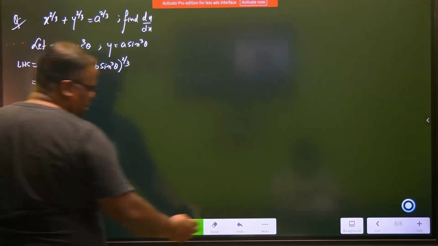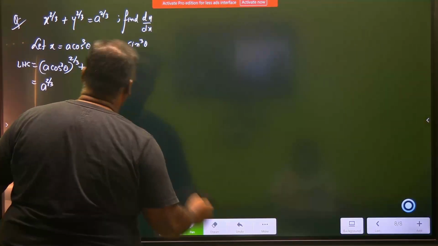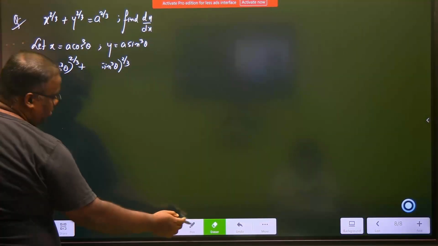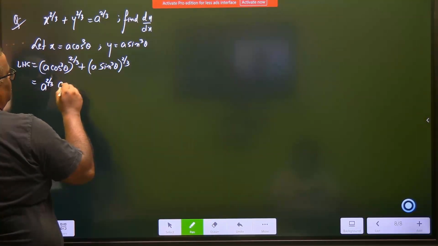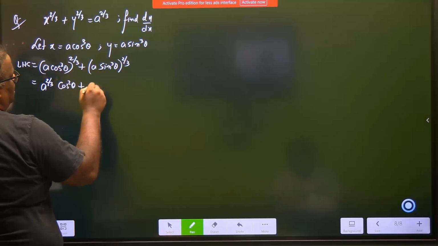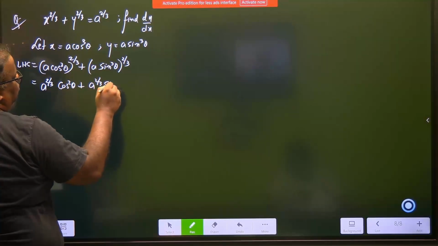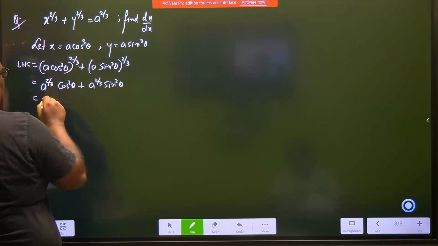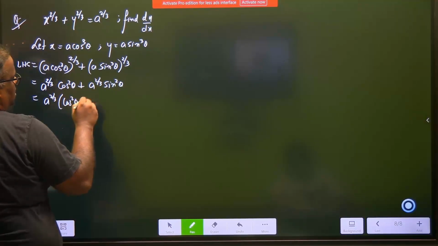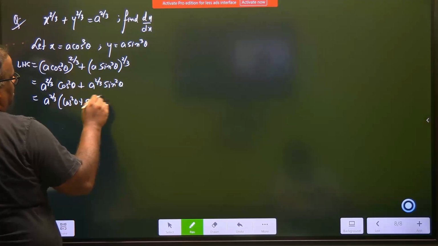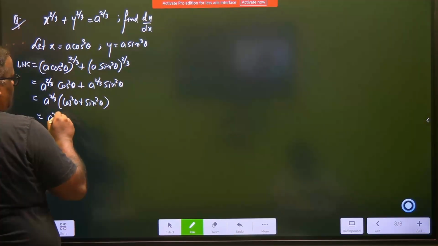Sorry, not b, y is, this is a. So much of mistake I do. This is a. And this becomes a to the power 2 by 3 cos square theta plus a to the power 2 by 3 sine square theta, which is nothing but a to the power 2 by 3 into cos square theta plus sine square theta, which is equal to a to the power 2 by 3, which is RHS.